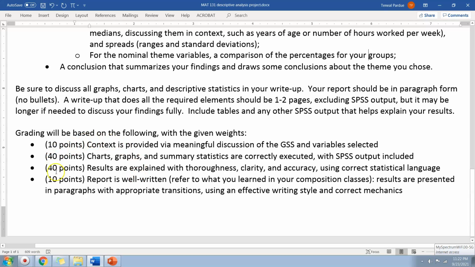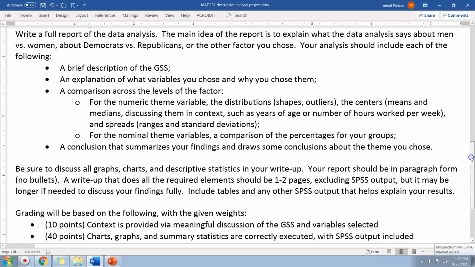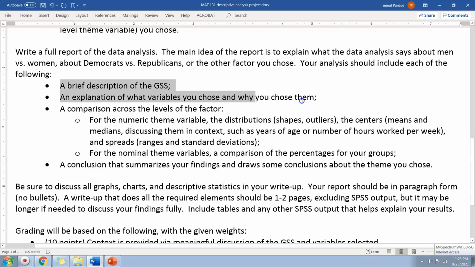And then this is the grading scale. Most of the points are for whether you're doing the statistics correctly and whether you're talking about them correctly. And then the rest is on how well it's written. You should be using paragraphs and correct grammar and stuff like that. And then the 10 points is for this first part here, where you're talking about the GSS and then the variables you chose.